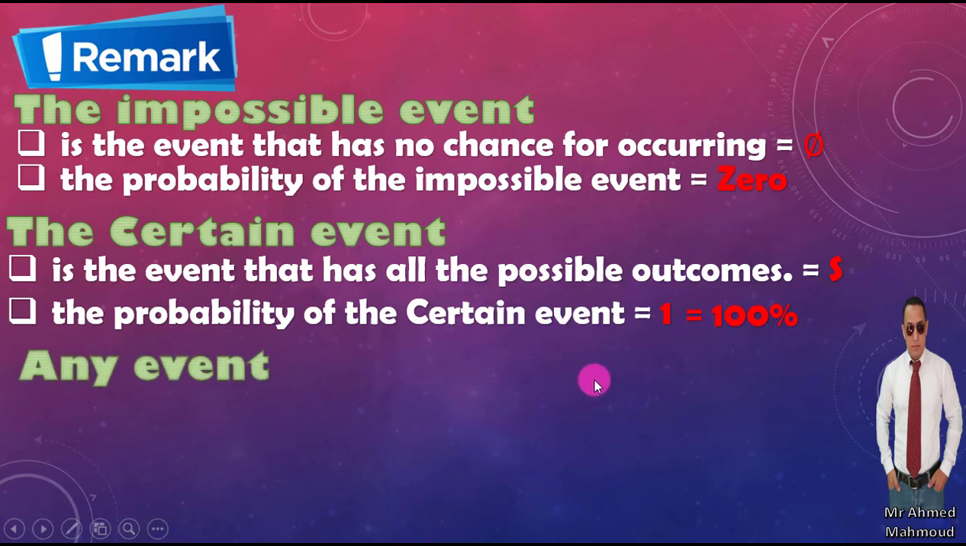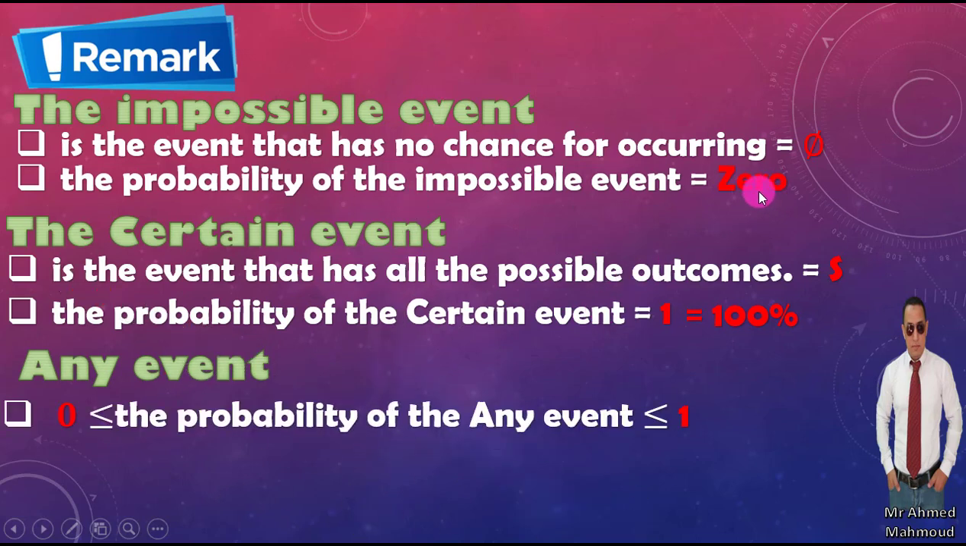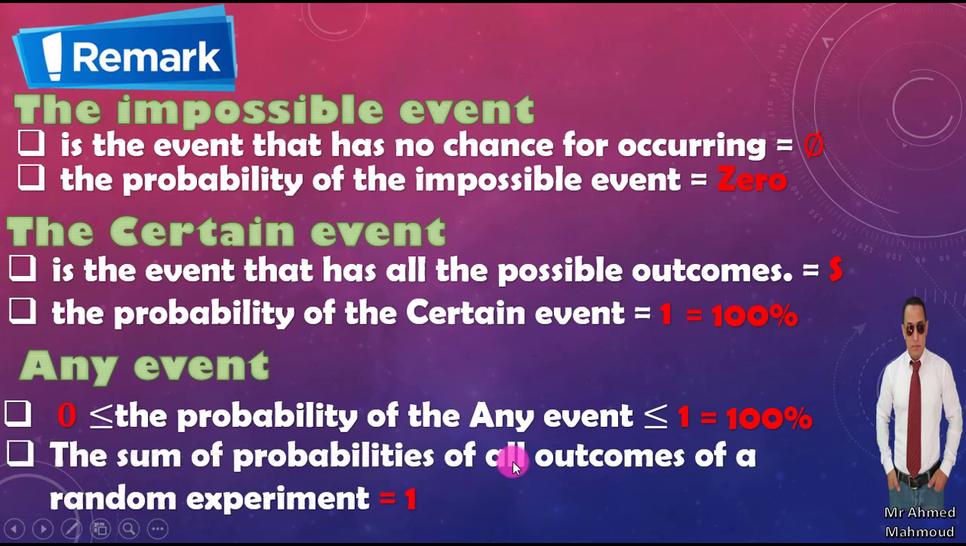Okay, now in general, for any event, because the least probability is 0 and the maximum is 1 or 100%, the probability of any event is greater than or equal to 0 and smaller than or equal to 1. So any event is included between 0 and 1 or 100%, because 1 equals 100%. Also, the sum of all probabilities of all outcomes of a random experiment equals 1.